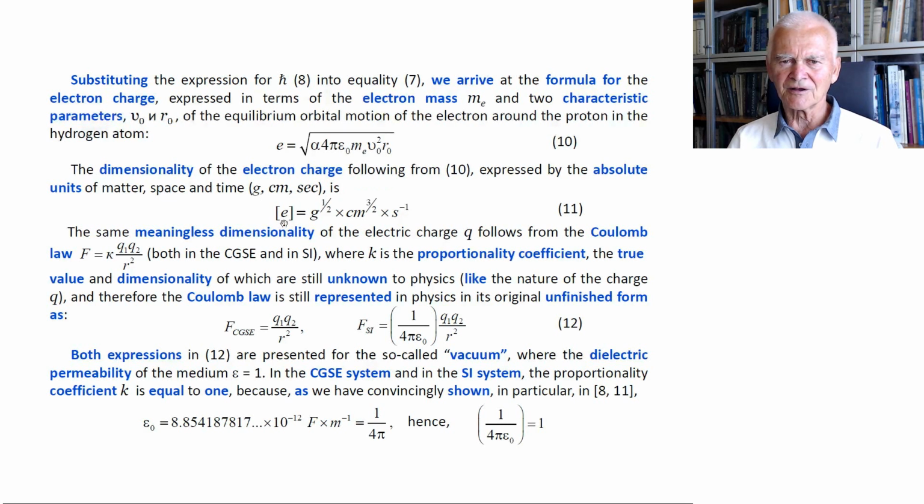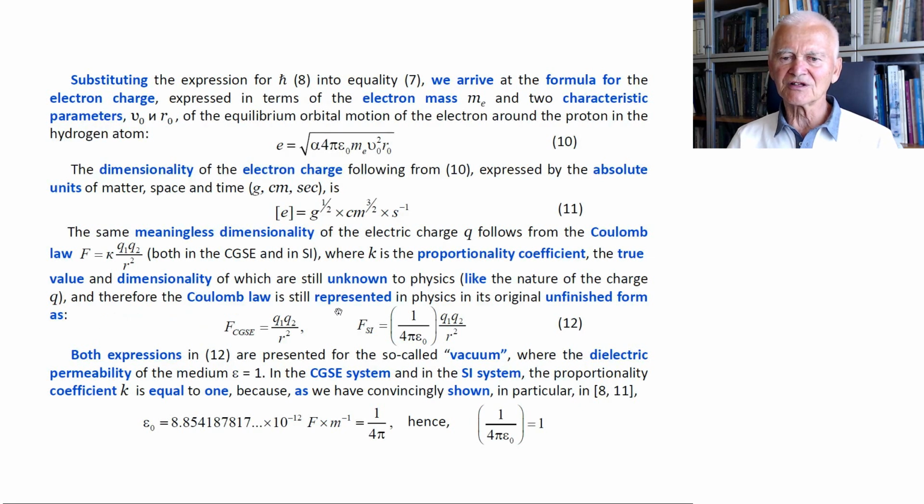So the dimensionality is equal to gram to the power of a half, centimeter to the power of 3/2, divided by second. The same meaningless dimensionality of the electric charge q follows from Coulomb's law, both in the CGS and in the SI system, where K is the proportionality coefficient, the true value and dimensionality of which are still unknown to physics, like the nature of the charge q.